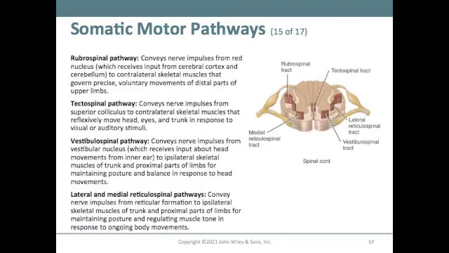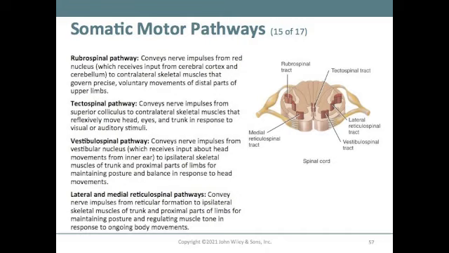And in this slide of the same table on the same page, we see the indirect motor pathways, which include the rubrospinal pathway that conveys nerve impulses from the red nucleus to the contralateral skeletal muscles that govern precise voluntary movements of the distal parts of the upper limbs.